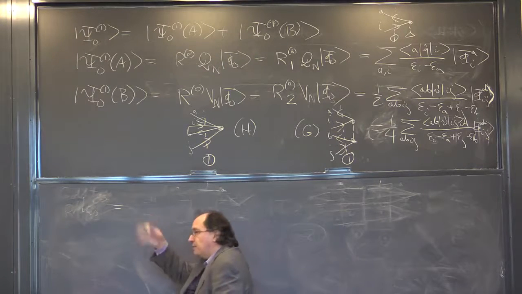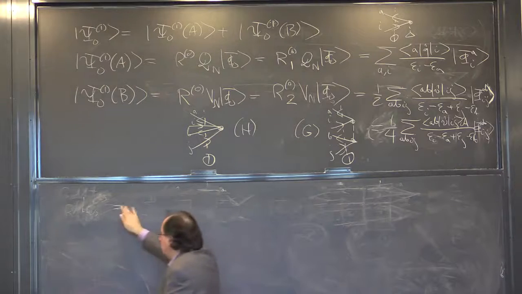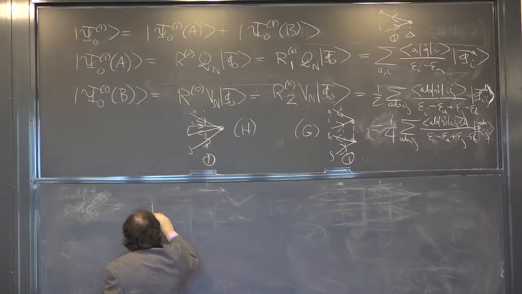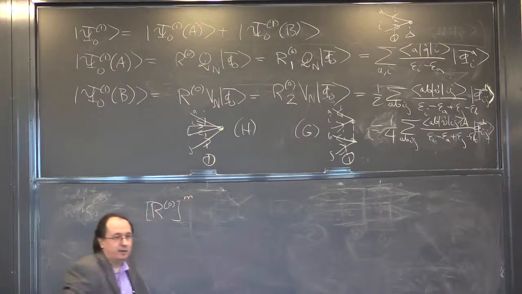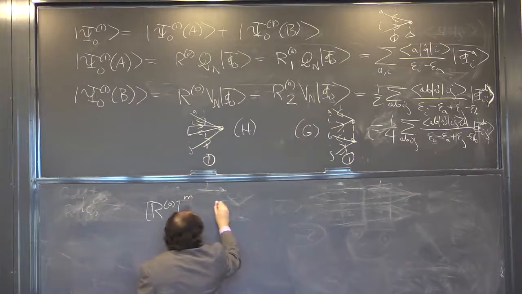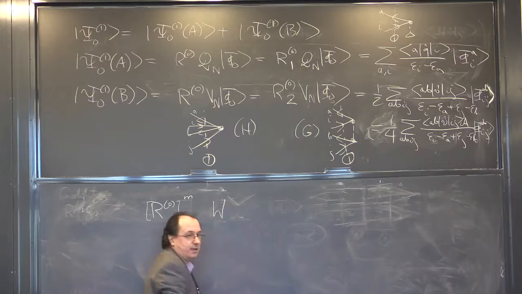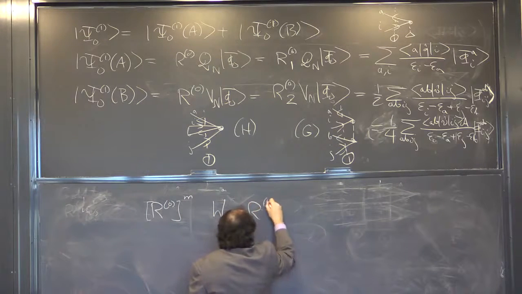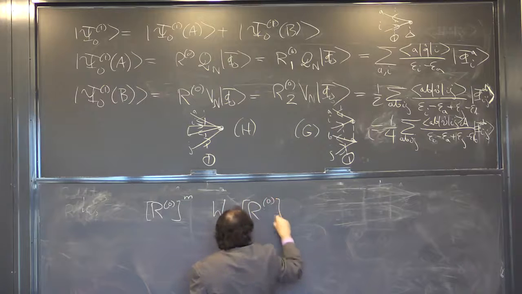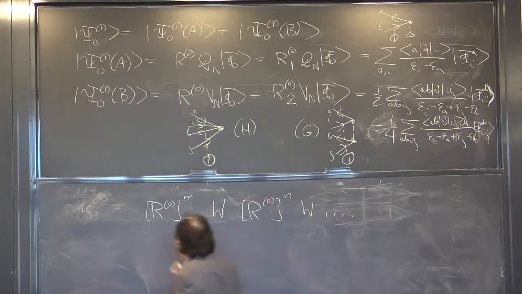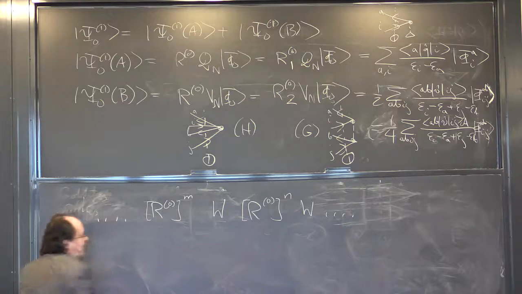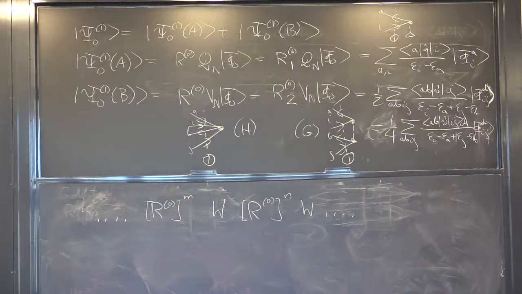So think of a general order. A general order expression has the following structure. There is a resolvent in some power, I'm going to call it M. Then there is a perturbation. Then there is a resolvent again, in some power, maybe N. Then there's another perturbation, and you keep going like this, and maybe on the left, too. That's how the middle of any perturbative expression looks.